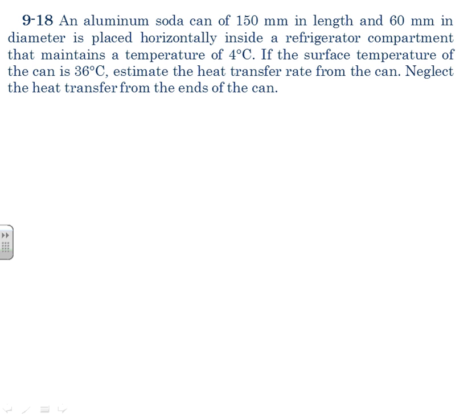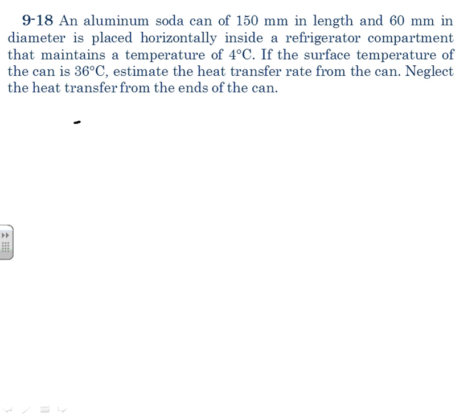Okay, problem 918 says an aluminum soda can of 150 millimeters in length and 60 millimeters in diameter is placed horizontally inside a refrigerator compartment that maintains a temperature of 4 degrees. If the surface temperature of the can is 36 degrees, estimate the heat transfer rate from the can. Neglect the heat transfer rate from the ends of the can.